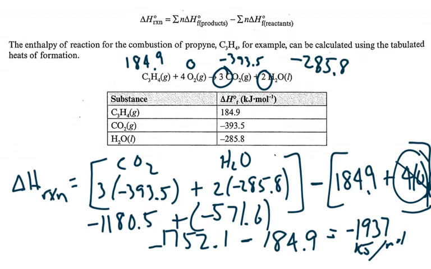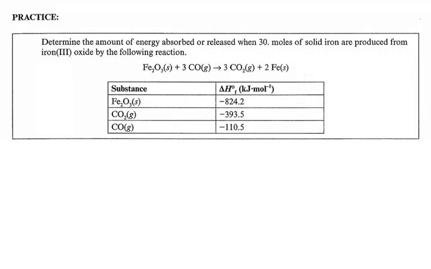Okay, let's go to the next problem. Now this one, also in the packet, is a combination of what we just did with a thermochemical equation. First of all, you'll notice the values are given. Notice that iron is not given at all. That value is 0 here. And what we're going to do is set up and find the delta H of this reaction.